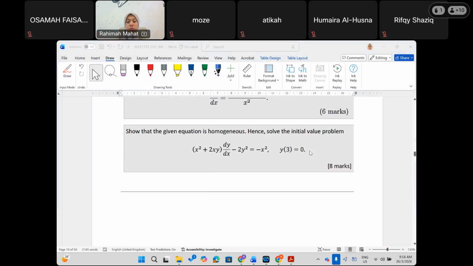This one is also similar, but this one we have the initial value problems, which means that you need to find the value of C to solve the question.